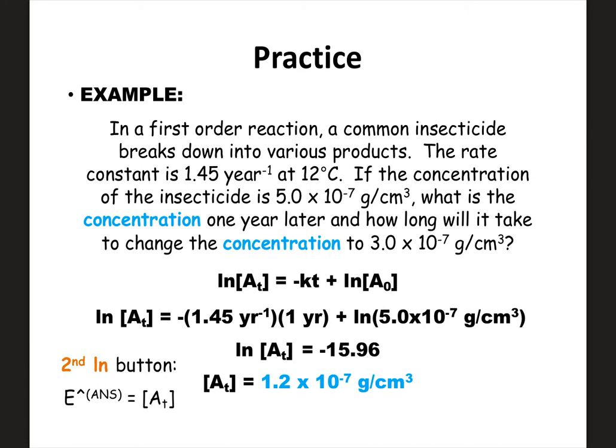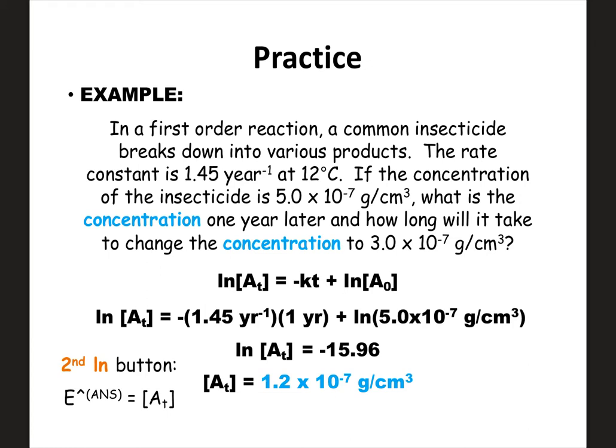Let's look at an example now of how you can use those equations of the line to determine something here with concentration or time. It says in a first order reaction, and now that's important, they're telling you right away this is a first order reaction. A common insecticide breaks down into various products. The rate constant is 1.45 years to the -1 at 12 degrees Celsius. If the concentration of the insecticide is 5.0 times 10 to the -7 grams per centimeters cubed, we want to know the concentration 1 year later, and a second part here, how long it will take to change the concentration to 3.0 times 10 to the -7 grams per centimeters cubed.